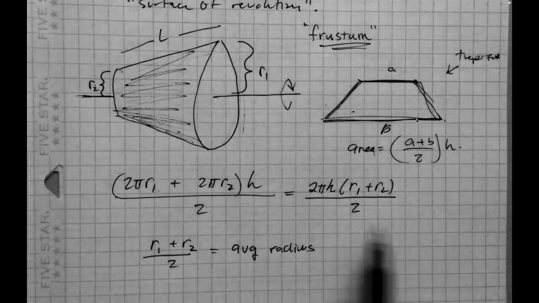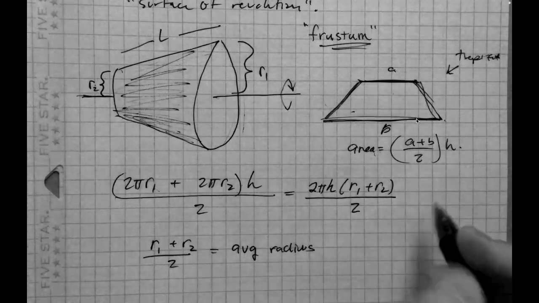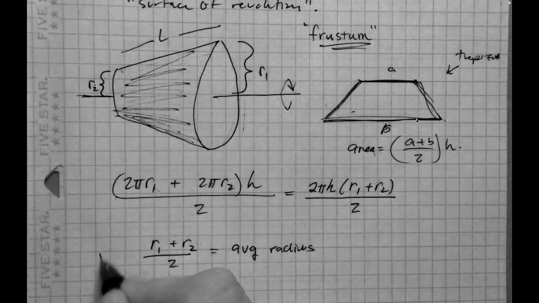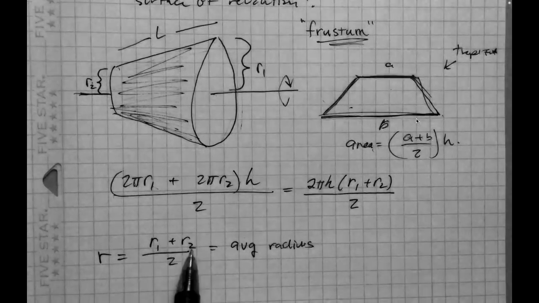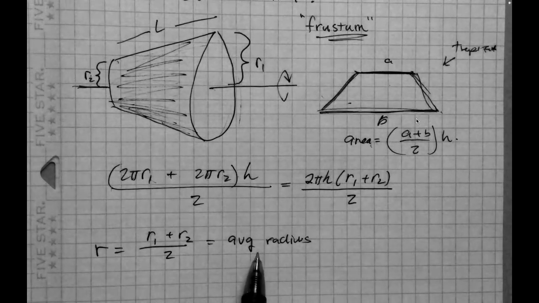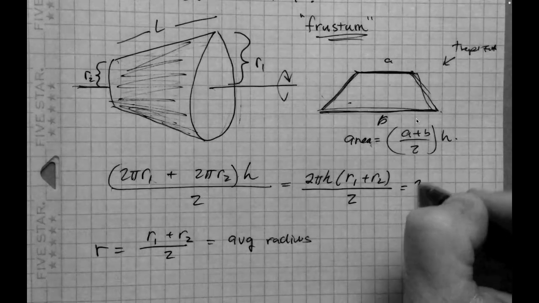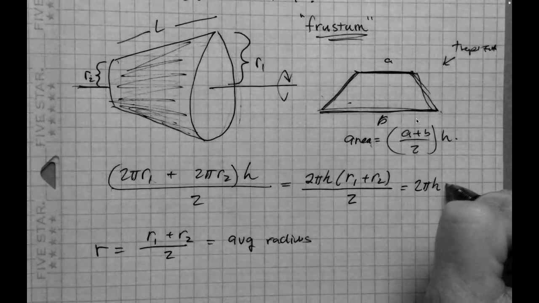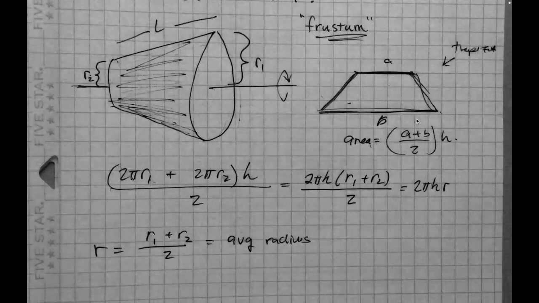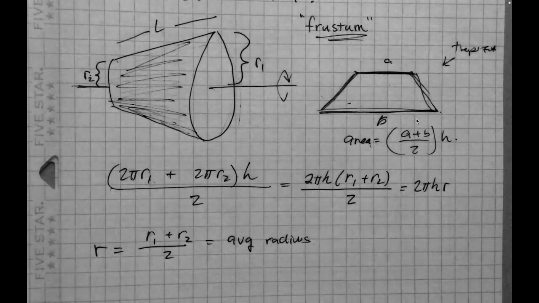So instead of canceling the 2's, I want to say let r equal R1 plus R2 over 2. If I do that, then this becomes 2 pi h times r, where r is this average value. Perfect.